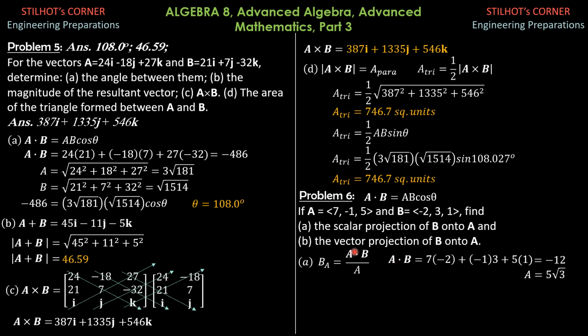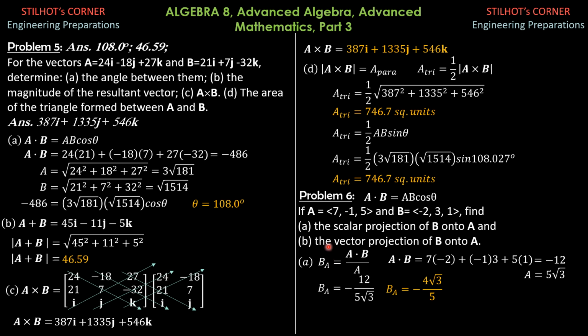So substitute here. A dot B is negative 12 divided by 5 square root of 3. So we rationalize by multiplying by square root of 3 over square root of 3. The denominator is 15. Negative 12 over 15 is negative 4/5. Then we have square root of 3. So B sub A is negative 4/5 square root of 3, or negative 4 square root of 3 over 5.